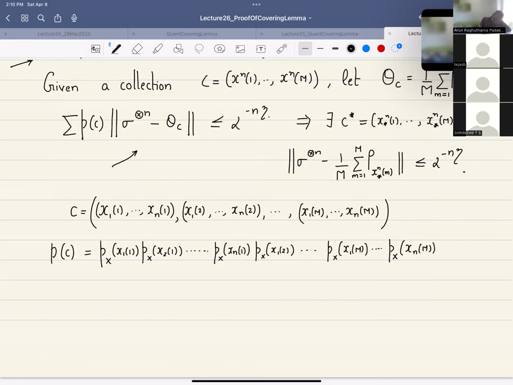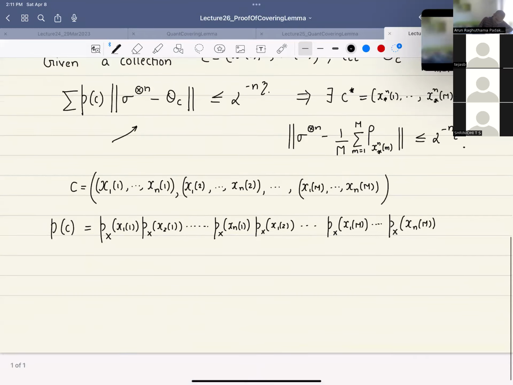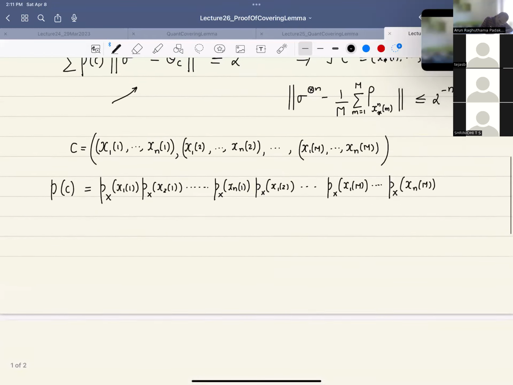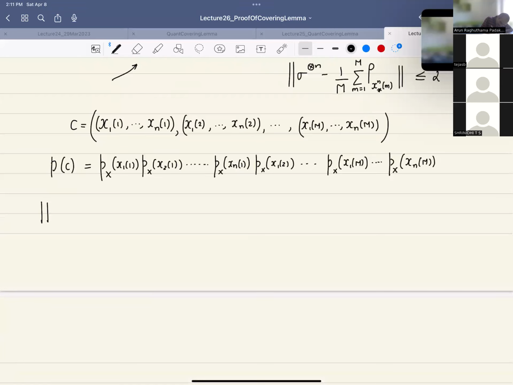This is the most dumbest distribution to take, but it turns out that's good enough. You can do some non-trivial thing. Great. So what are we doing? We are doing this. So with this distribution, we are computing the expectation of this object.